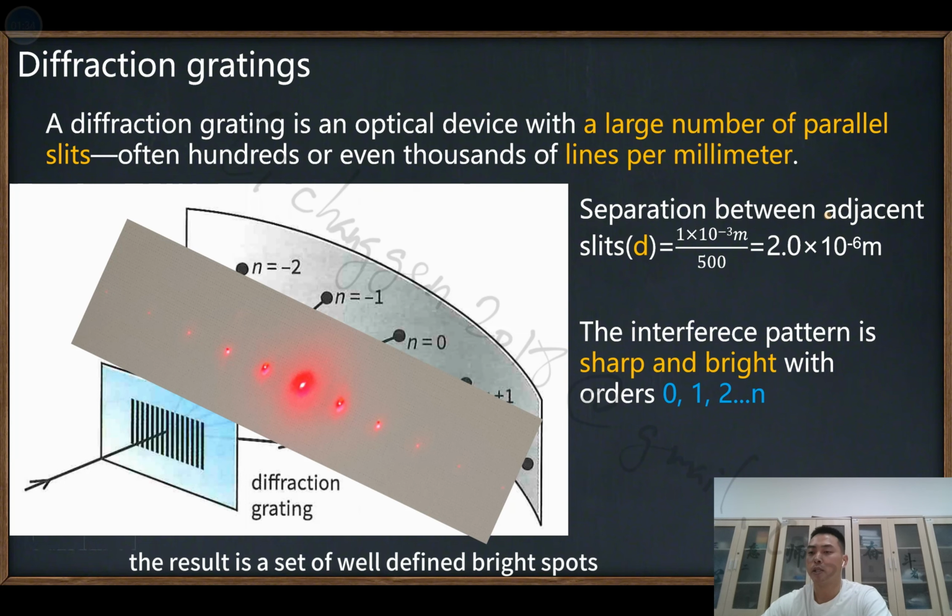Or we can say the maximum order in this situation is 5, and the maximum number of bright spots that can be observed is 11. This is because there is a central bright spot in the center, with 5 bright spots on both sides of the center.